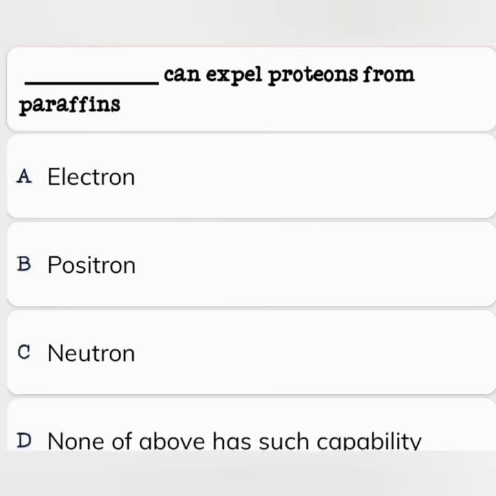Dash can expel protons from paraffins: A, electron. B, positron. C, neutron. D, none of above has such capability. Right options, आप comment section में लिखें। Yeah, so the right option is C.